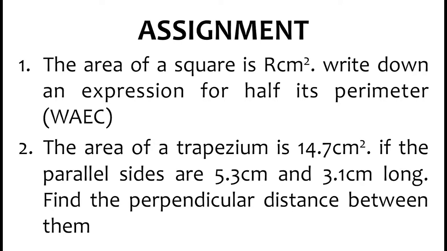Number 2. The area of a trapezium is 14.7 cm square. If the parallel sides are 5.3 cm and 3.1 cm long, find the perpendicular distance between them. Let me take that question again. The area of a trapezium is 14.7 cm square. If the parallel sides are 5.3 cm and 3.1 cm long, find the perpendicular distance between them.